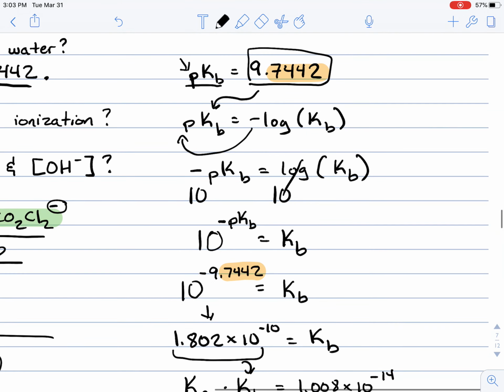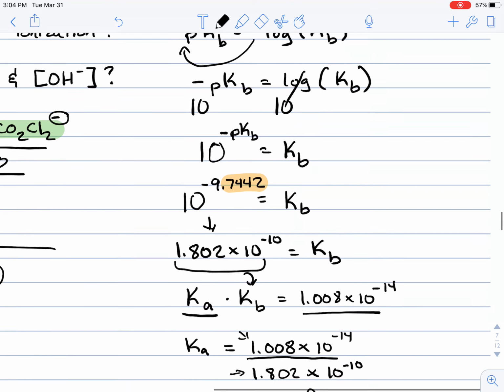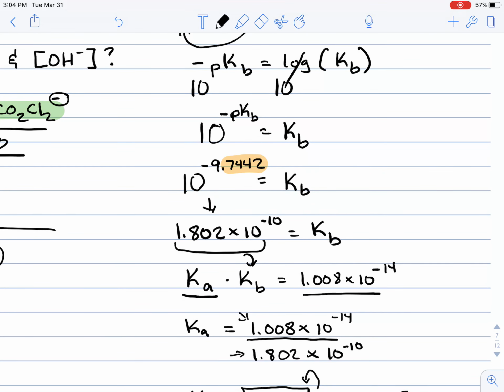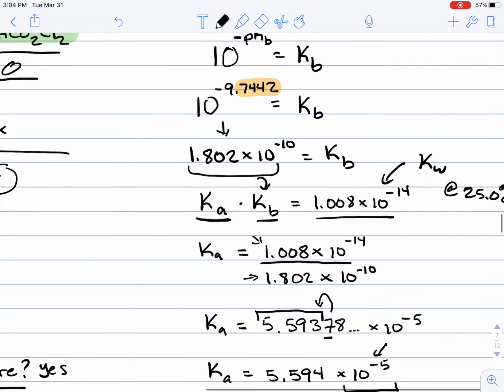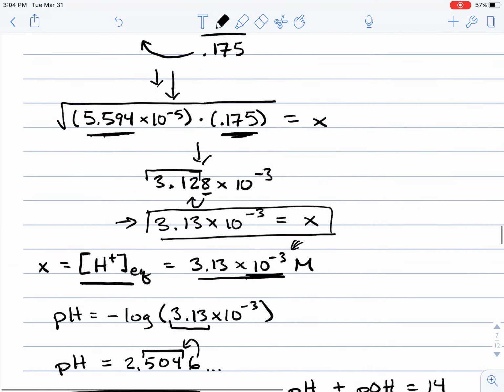You guys can go ahead and solve for the Ka by converting pKb into Kb. And then once you guys have the Kb, use this relationship: Ka times Kb equals Kw. And so this Kw is at 25 degrees Celsius. And then just divide the two values to get your Ka. Cool. So let's go ahead and look at another problem.